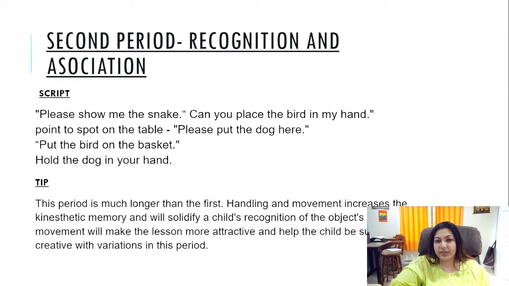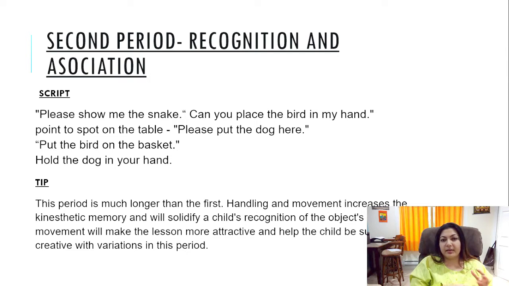The second period is all about recognition and association. The script goes like this. Please show me the snake. Can you place the bird in my hand? Point to a spot on the table, as in, please put the dog here. Put the bird on the basket. Hold the dog in your hand.